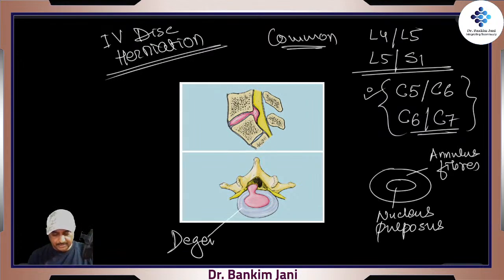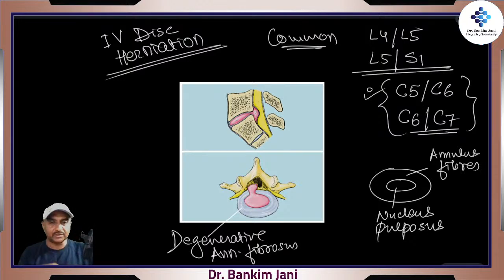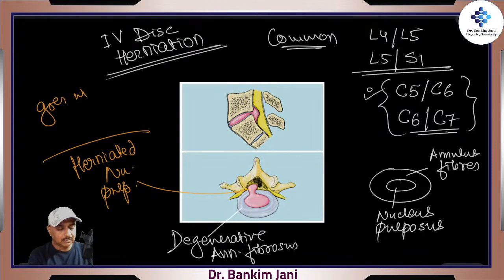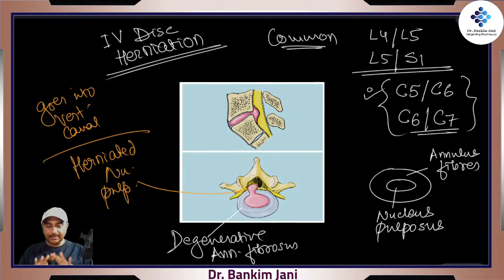over here, these are like degenerative annulus fibrosis, right? And that leads to the nucleus pulposus then entering into the vertebral canal, right? And when it enters into the vertebral canal, that's the nucleus pulposus. So now this is herniated. Herniated means it goes into the vertebral canal. But in the process, as it goes, it compresses the nerve.